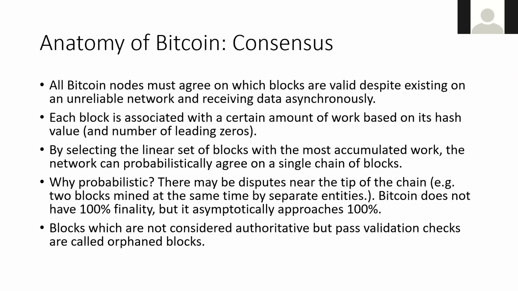The likelihood that a block will no longer be included in the Bitcoin blockchain because some sort of fork of the blockchain will somehow be extended faster than the old network and be considered authoritative, the probability of that decreases exponentially with each block. Blocks that are not considered authoritative but pass validation checks, nodes still keep them.